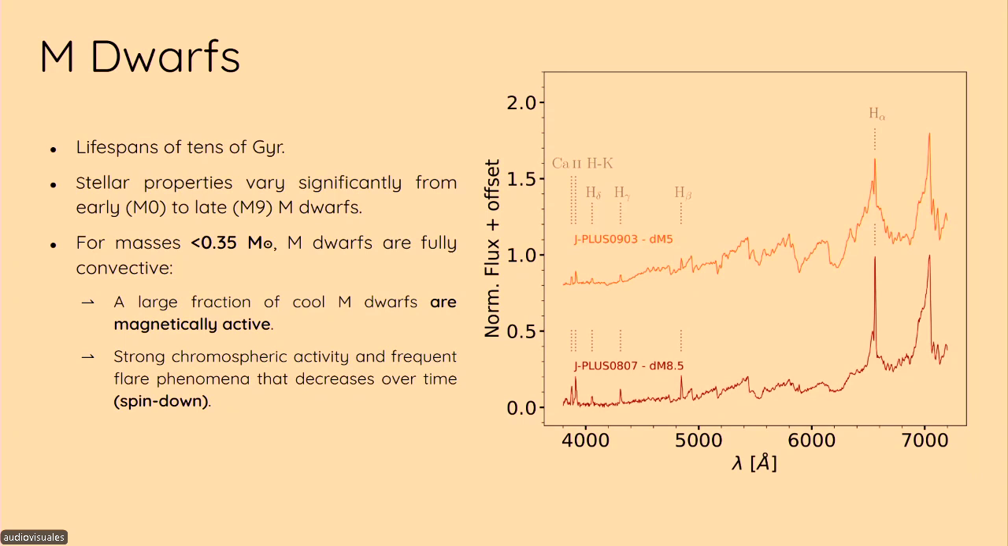Here we have two stellar spectra. In the y-axis, we have the normalized flux, and in the x-axis, we have the wavelength in angstroms. So in the top orange spectra, we can see an M5, and in the bottom red spectra, we can see an M8. Okay, and the lines that we have identified there are very strong emission lines, specifically H-alpha and the calcium II HK lines, which are very strong indicators of strong chromospheric activity.